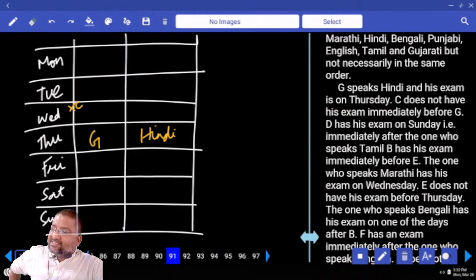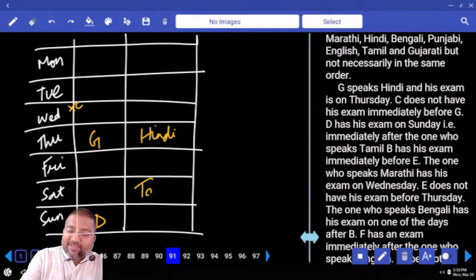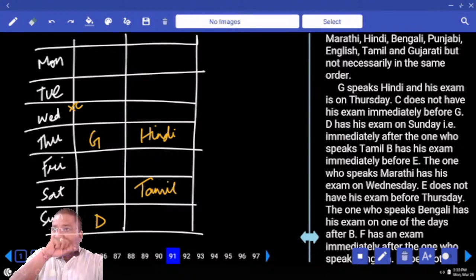D has his exam on Sunday. That is immediately after the one who speaks Tamil. Immediately after Tamil is D. Right?